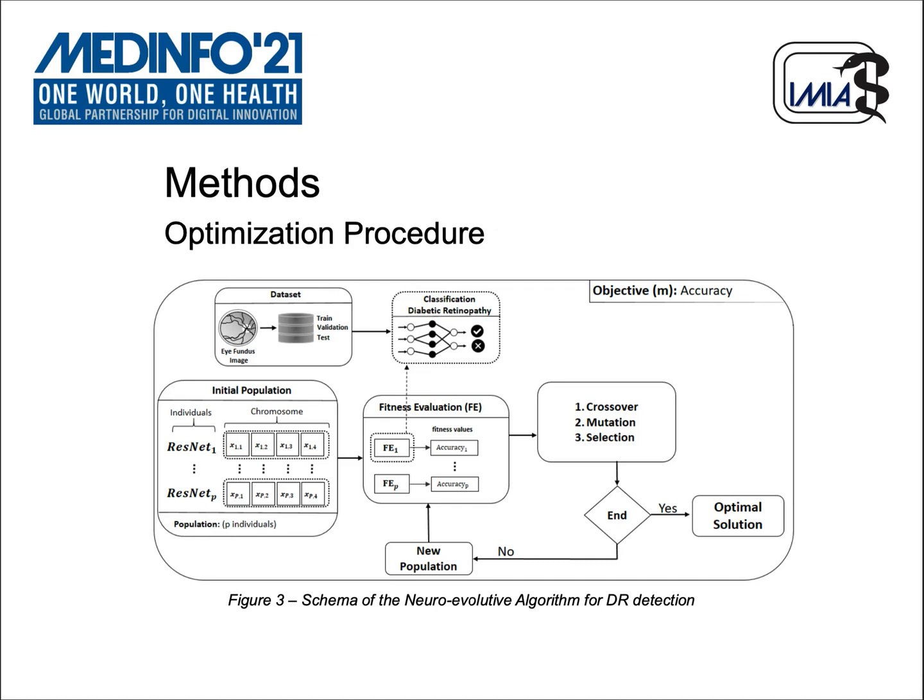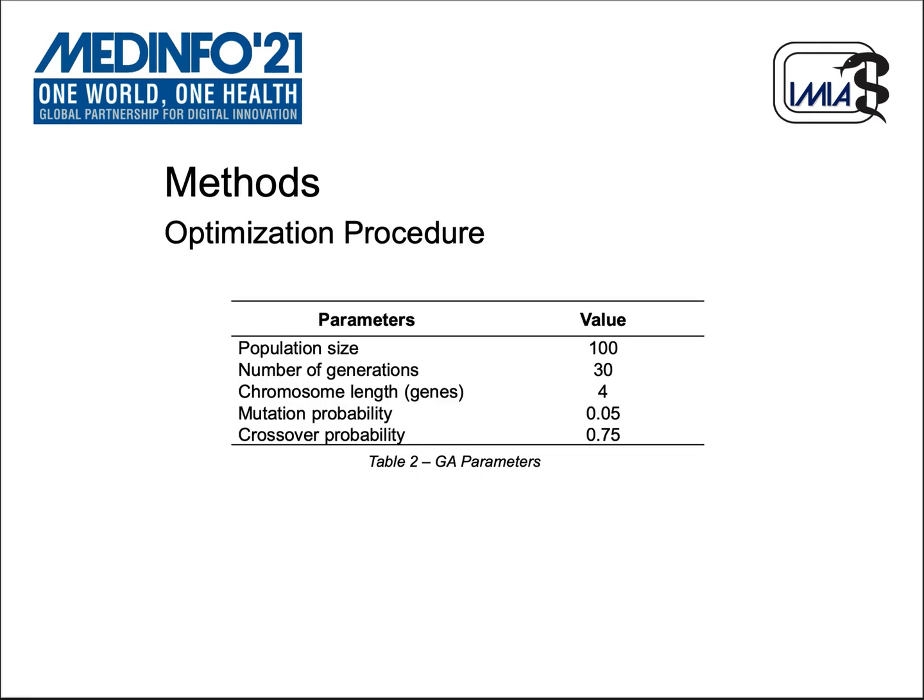In the process, the dataset of eye-fundus images is used to train and evaluate the neural networks. The training validation sets are used during training, and the test set is used to obtain the final accuracy value used as the fitness. In the following table, the parameters of the optimization procedure are listed. The population size consisted of 100 individuals, the maximum number of generations was 30, the chromosome length is 4, corresponding to 4 hyperparameters, the mutation probability was 5%, and the crossover probability was 75%.